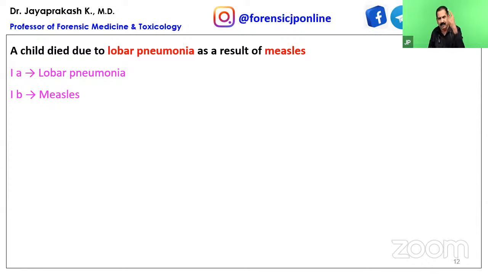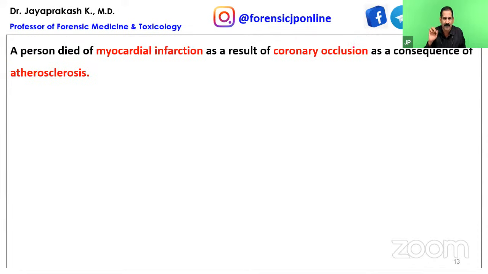Just think as a doctor using your medical knowledge. Okay. Now, I don't think anybody will make a mistake as of now. A person died of myocardial infarction as a result of coronary occlusion as a consequence of atherosclerosis. Okay. What is the immediate cause of death?